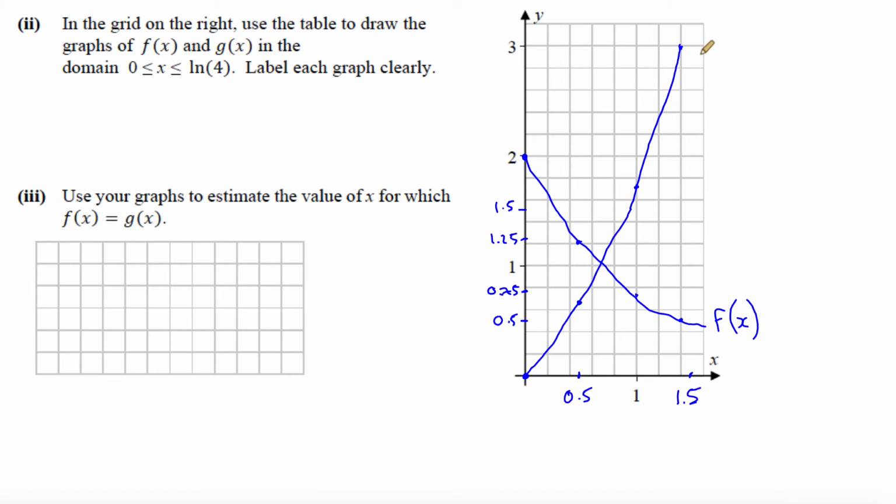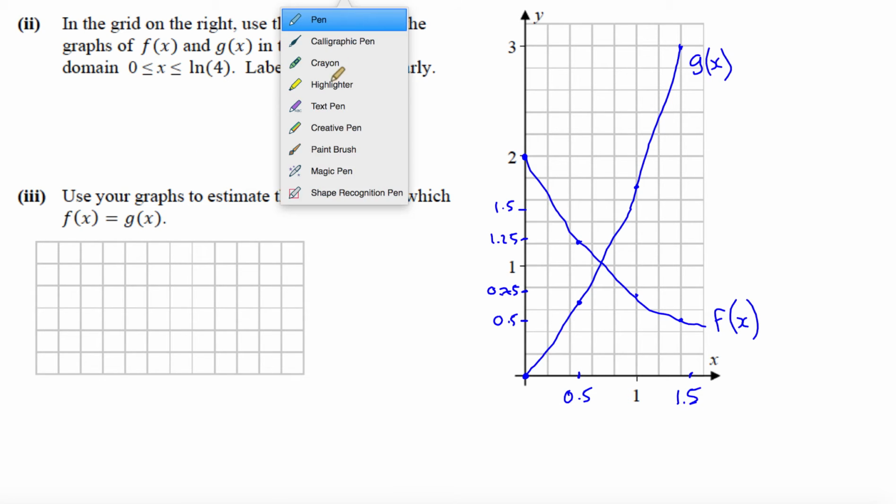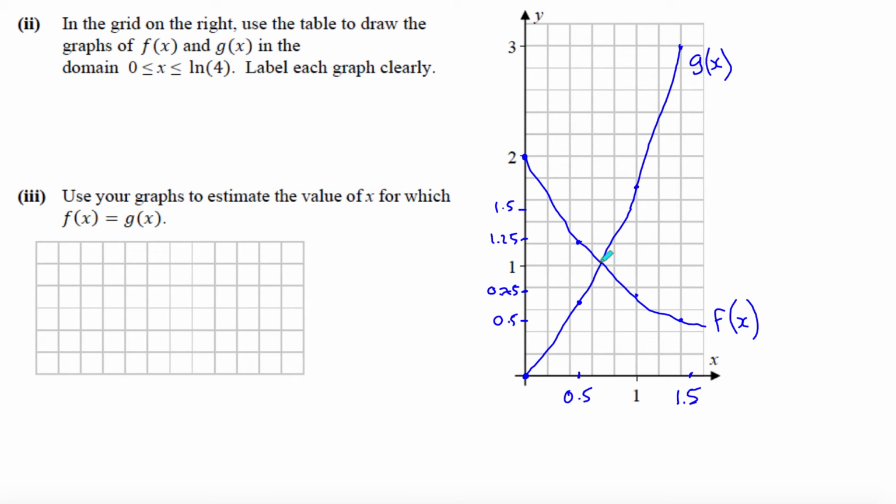There we go, and that's going to be our g of x function. So that's both functions drawn, and we've labelled each graph clearly. Part 3 says use your graphs to estimate the value of x for which f of x is equal to g of x. Okay, so f of x equal to g of x, well that's going to be at this point. So we want the value of x at that point.